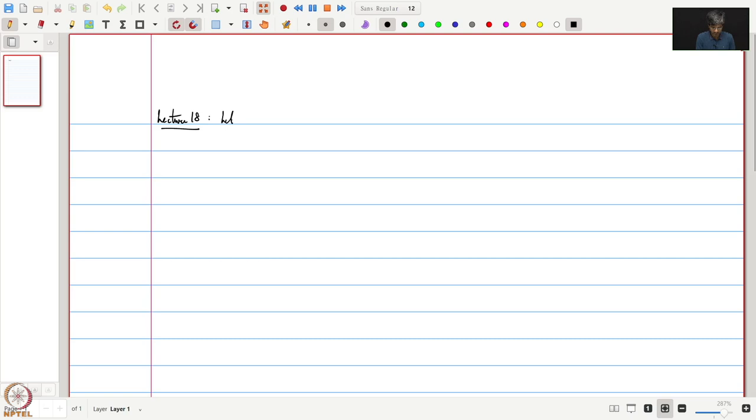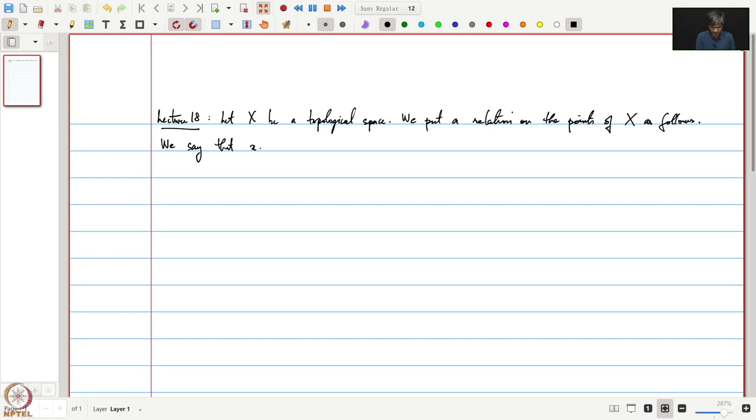So let X be a topological space, and we put an equivalence relation. Let's put a relation on the points of X as follows. We say that x is equivalent to y if there is a connected subset T contained in X such that x, y are in T.